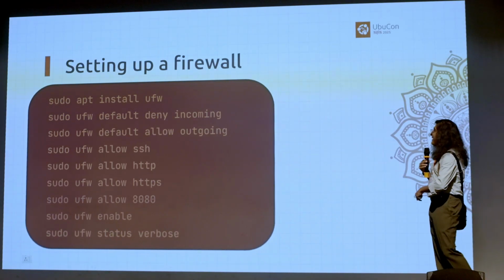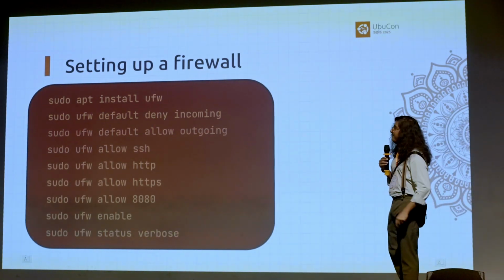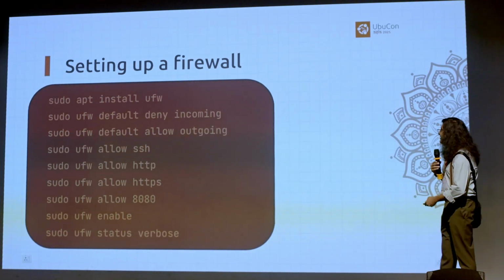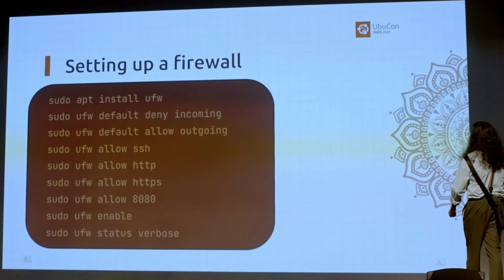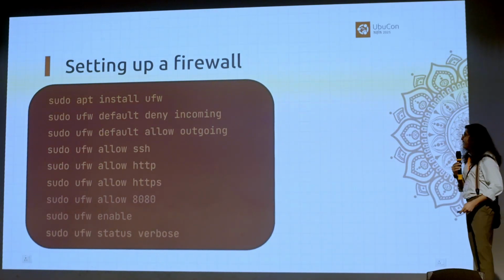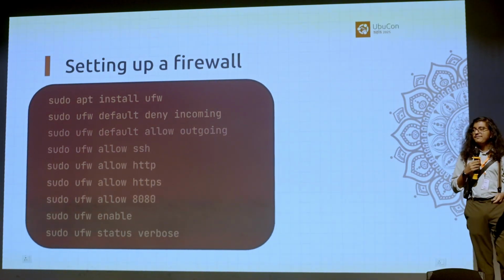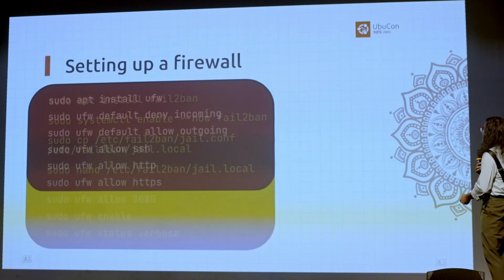And then these are some commands that you can use to set up a firewall on Ubuntu. Very basic stuff. We deny all incoming traffic, we allow all outgoing traffic, and then we specify what ports we need to allow. Very basic stuff.